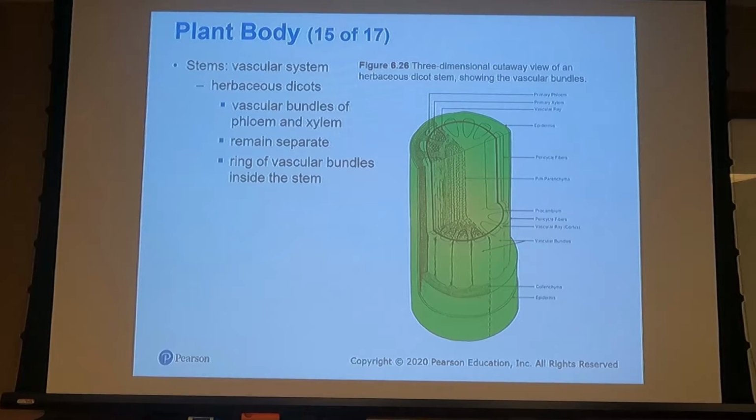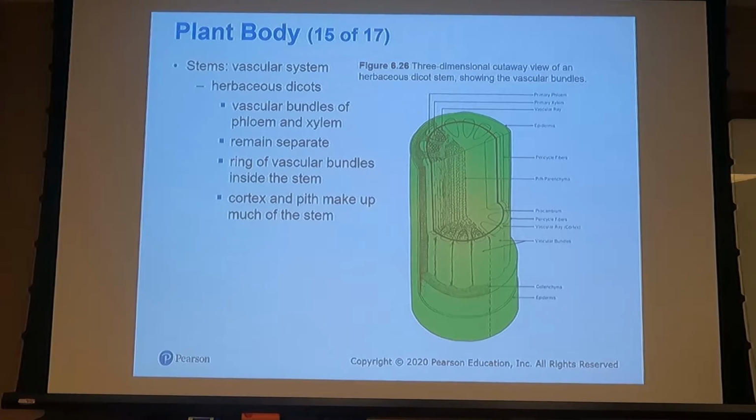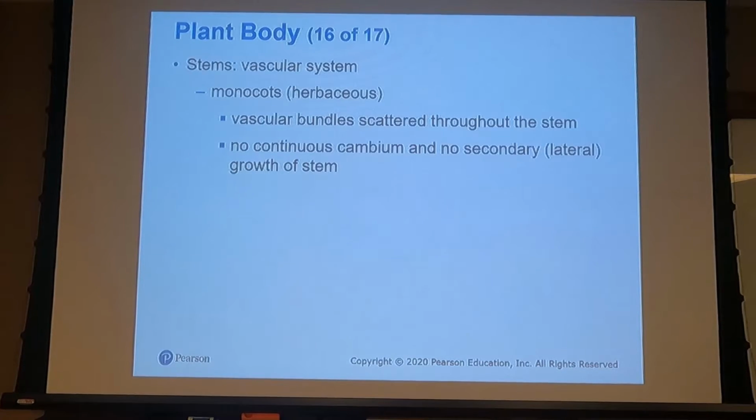We'll have that ring of those vascular bundles inside the stem, and the cortex and the pith are going to make up much of that stem. So that's going to be kind of the structure and what gives it its stability, and like the protection, insulation almost, if you will, in order to support the vascular system.